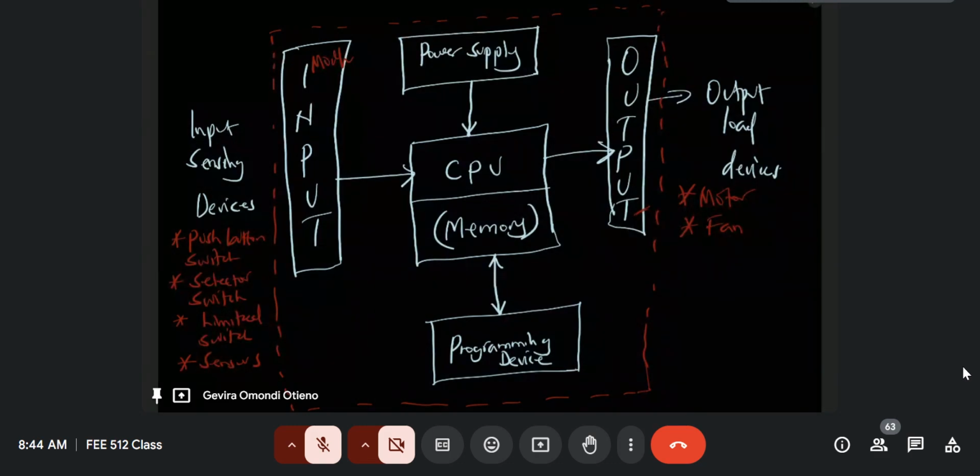Okay, we learn more as we go along. You need things like lamps, so a lamp may go on. Okay, you can have a heater, for example, as an output.